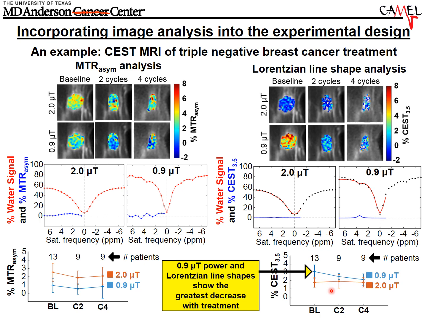For comparison, if you're going to use the 0.9 microtesla saturation power during your acquisition, then the analysis should be done with this Lorentzian line shape method, which produces better results, seeing a decrease in this protein content in the tumor with respect to therapy. So again, you have to ensure that the acquisition and the analysis method are complementary to each other.